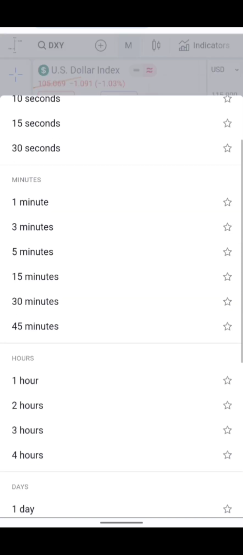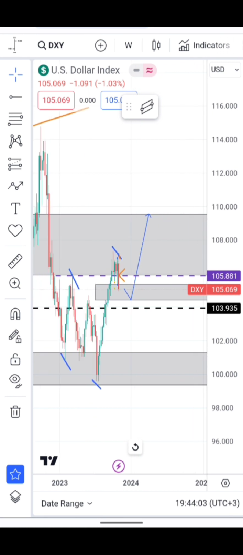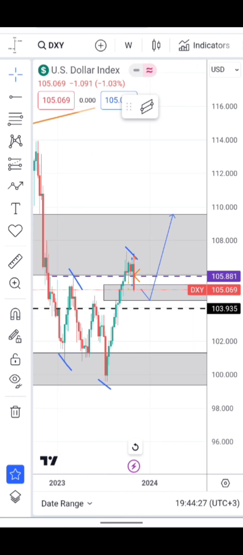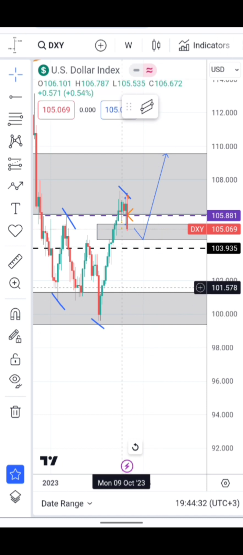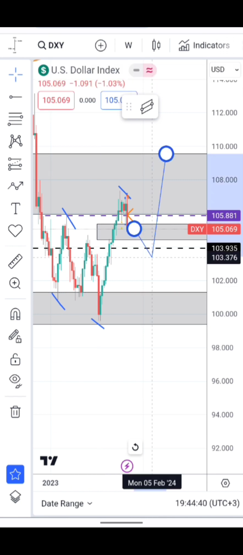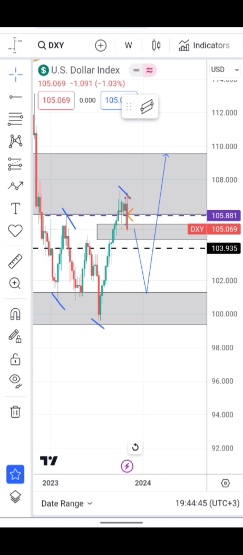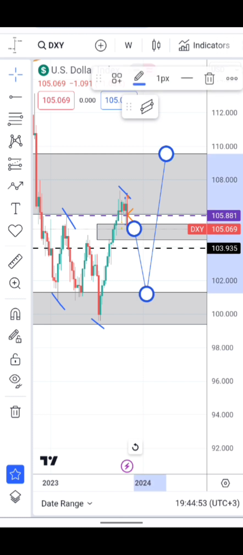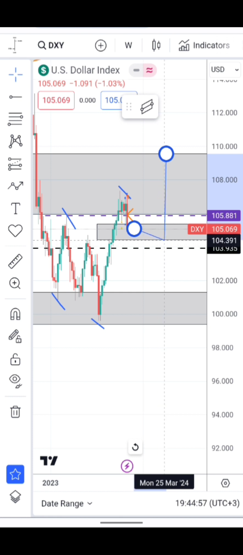Moving down to weekly time frame, I'm also bullish on dollar index. Possible reasons for it to go lower, it could be because of another fair value gap here. So it's coming for the 17th July high, and going back up. But I don't want to get ahead of time, so I'll stick to this.